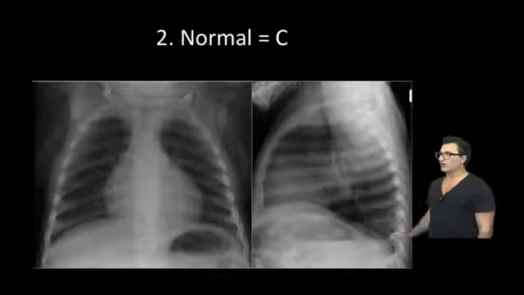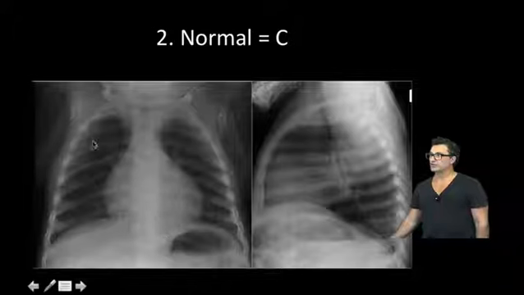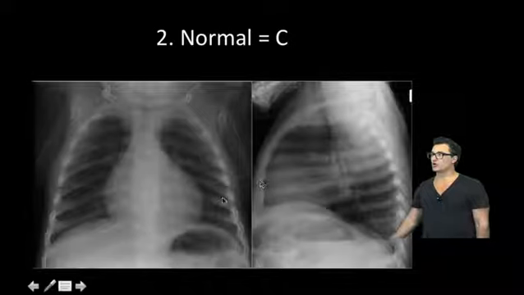I called this normal for obvious reasons. There are no bulky masses at the hilar. There's no donut sign on the lateral. And there's no bronchial compression seen if you look through the heart.